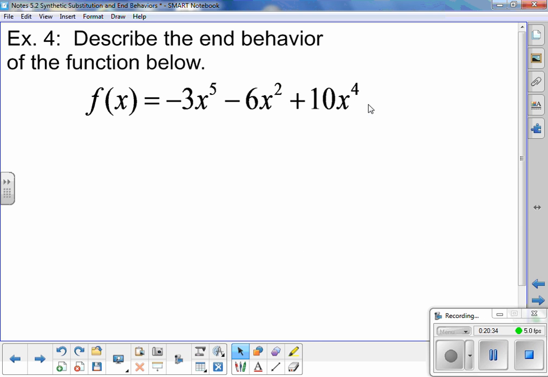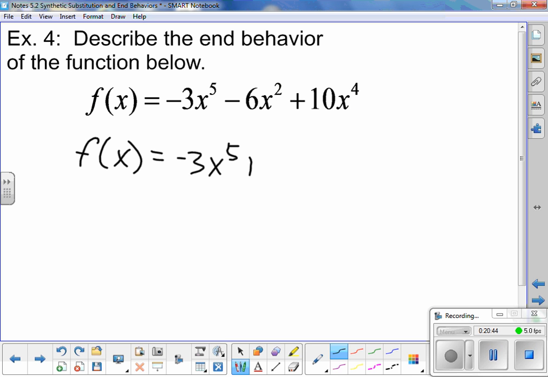Actually, I'll do this one too, just because this one's a good example of the other one. So standard form, negative 3x to the 5th plus 10x to the 4th minus 6x squared. Focusing in on this one, the 5 means they will go in opposite directions. Now, normally, if they're in opposite directions, the left side goes down and the right side goes up.